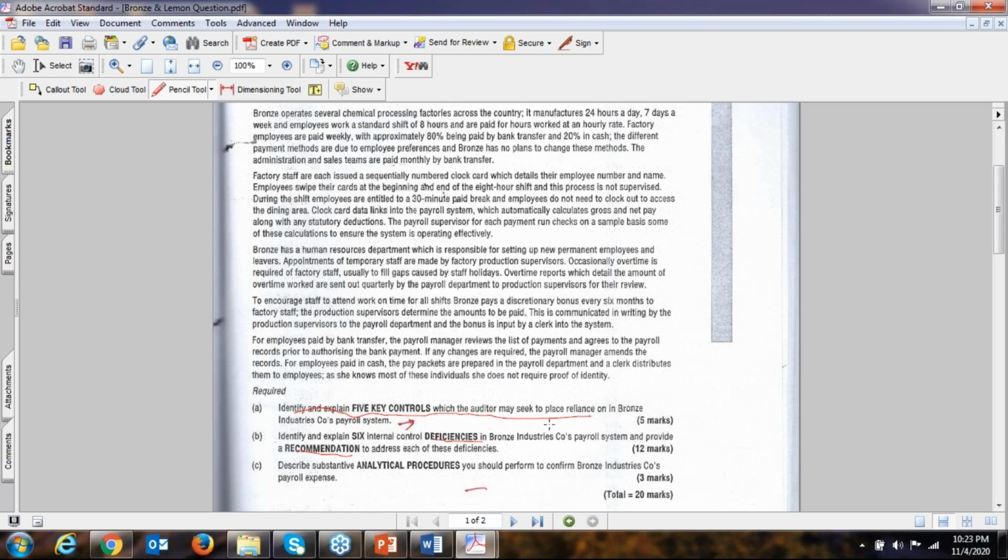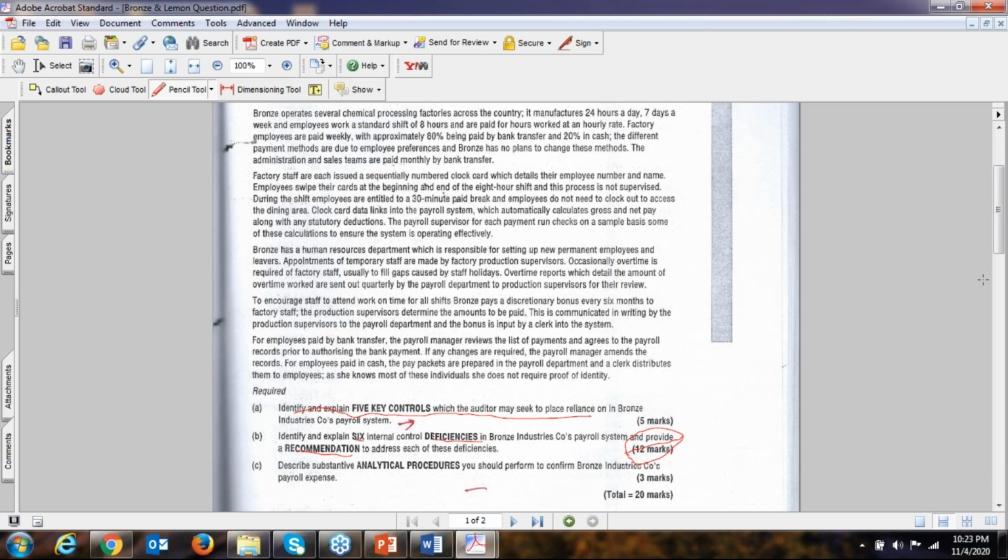The question is worth 12 marks. So 6 marks for deficiencies and 6 marks for recommendations. You need to mention one deficiency for 1 mark and one recommendation for 1 mark. Here you need to mention the deficiency and why it is a deficiency. You also need to mention this, which the majority of students fail to do.